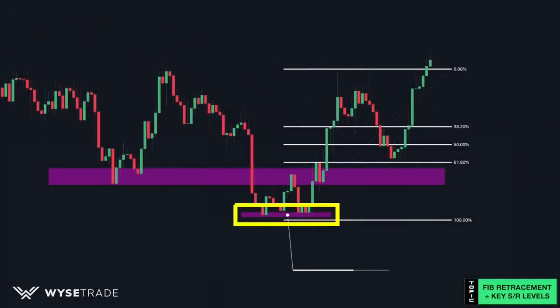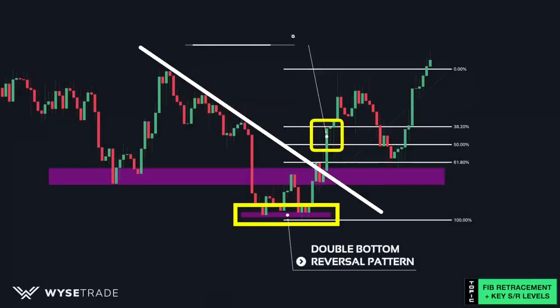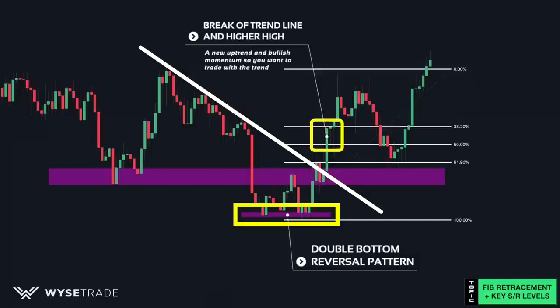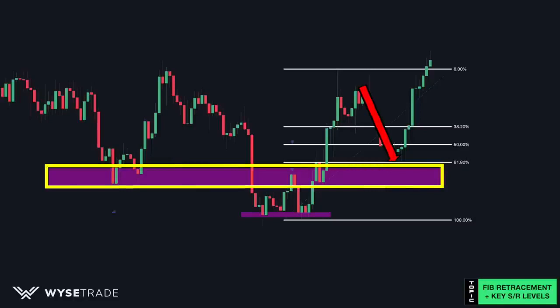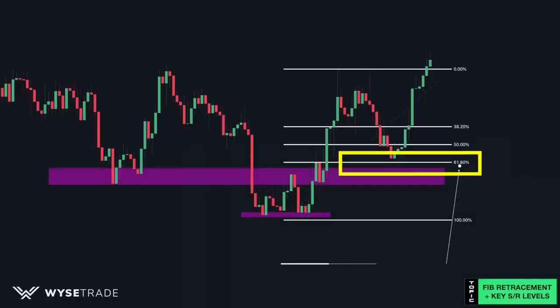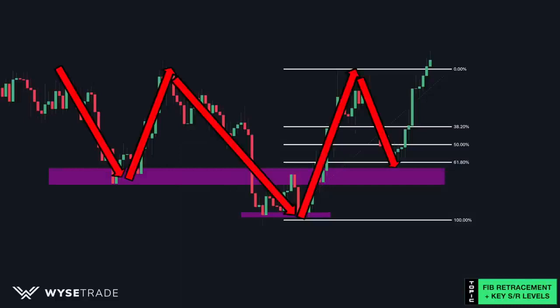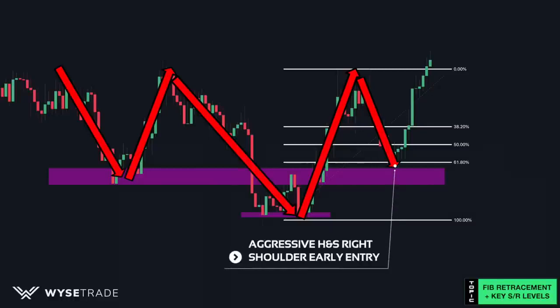You had your double bottom and break of trend line and higher high, showing a new uptrend and bullish momentum. So you want to trade with this upwards momentum. Price then pulls back to this support zone that was created from these two reversal points. And this is also where the 61.8% fib level lined up, which is a high quality fib level. This is also the start of an inverse head and shoulders pattern, which is a reversal pattern. And this would be an aggressive right shoulder early entry.